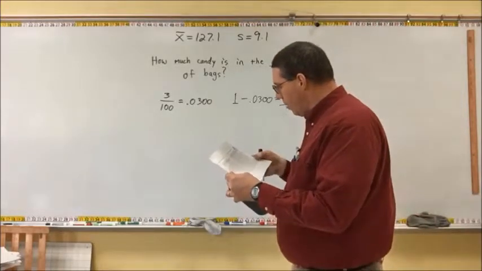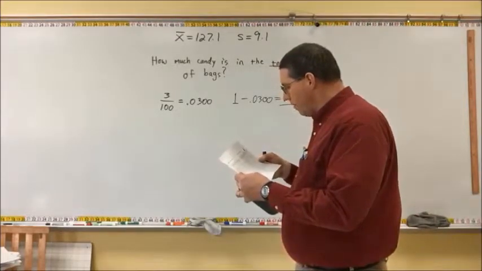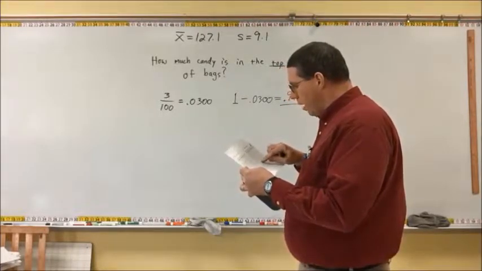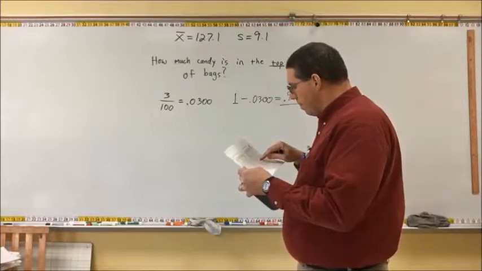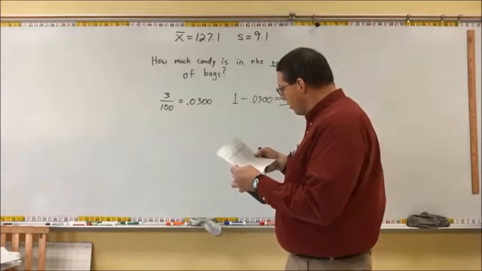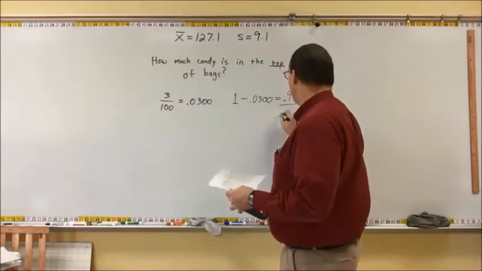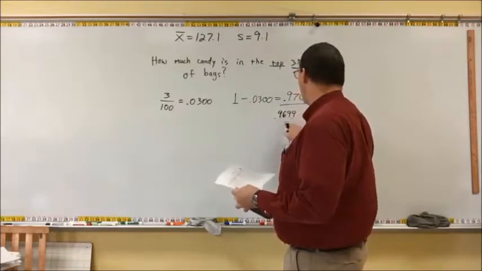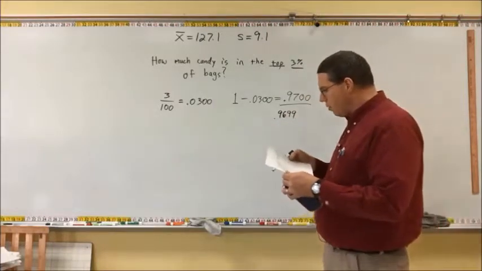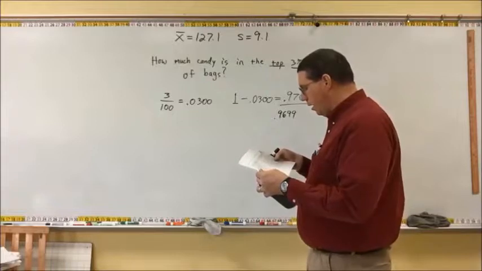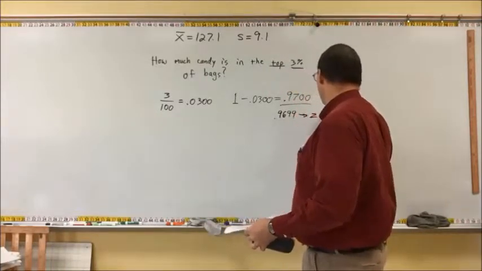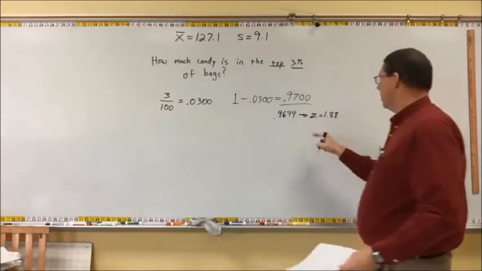So if I look up in the table, I see 0.97, where is it? 9686, 9693. Oh, I got a 0.9699. That's the closest that there is to 0.9700. So the z-score associated with 0.9699 is 1.88. So this becomes a z-score of 1.88.